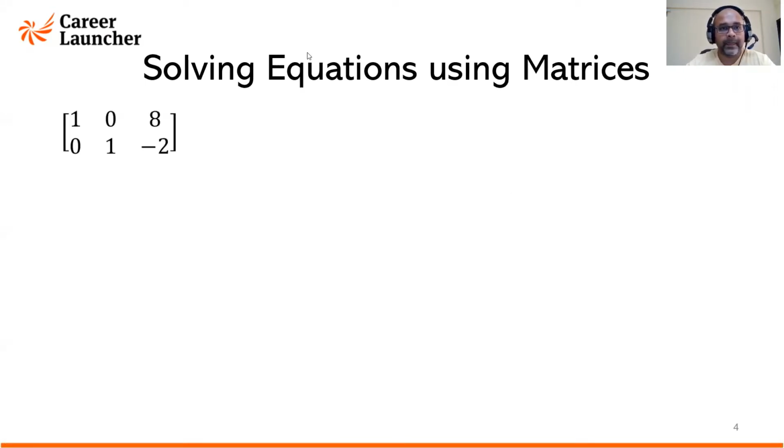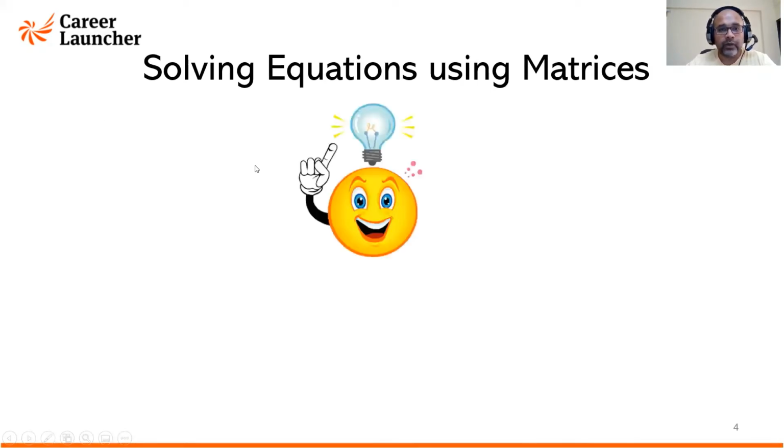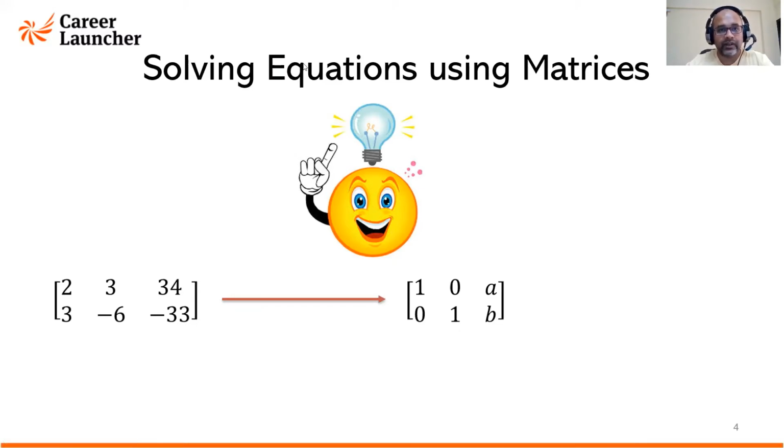If I say this is a matrix written for two equations, which means this is your x coefficient, this is your y coefficient, and this is your constant, right? So what is the idea that you get if I give you this as a hint? Take a moment and try to understand. So does anything light up in your head? The idea is if you can convert a given equation or a given matrix into a 1, 0, 0, 1 format.